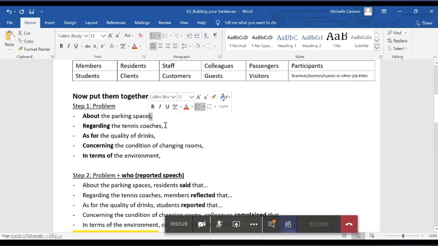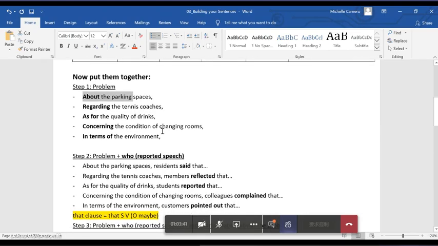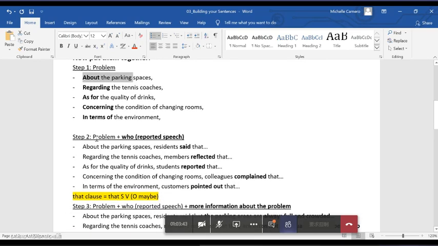Notice afterwards, after you say the problem, you need a comma. So you can't have a full stop because you do not have a complete thought. This is not a complete thought in English. You don't have the subject and the verb, so that's why you need the comma. All right, then after the problem and after the comma, we have step 2.